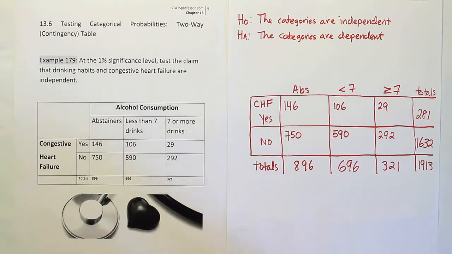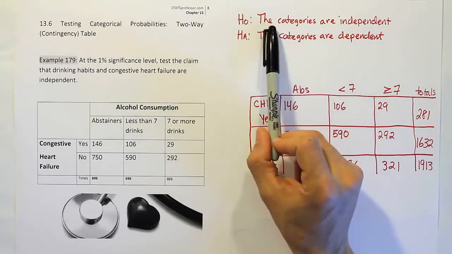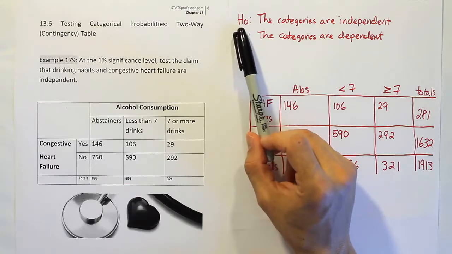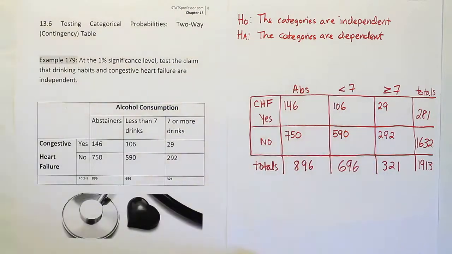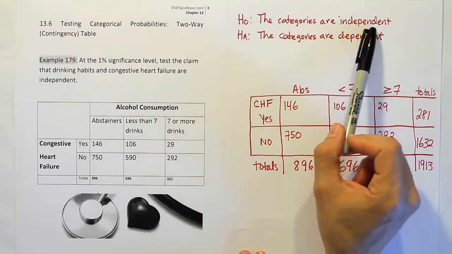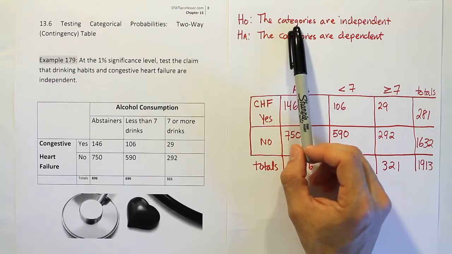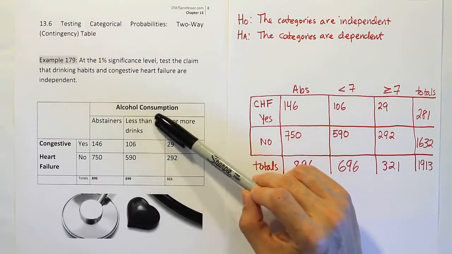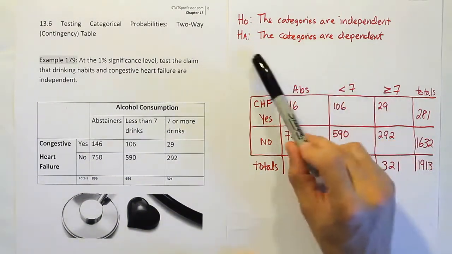Alright, so the first thing we want to look at is the H0 and HA. For this procedure, we always have the same null hypothesis and the same alternative hypothesis, so I've gone ahead and written it in here. The null hypothesis is always that the two categories are independent, and the alternative is always that the categories are dependent. So that's the logic of the procedure. The null, or status quo hypothesis, is that the two things are independent versus the two things are dependent. You could, of course, fill in what specific categories you're referring to. In this case, we're talking about alcohol consumption and congestive heart failure, and we're saying they're independent in the null, and they're dependent or related in the alternative.